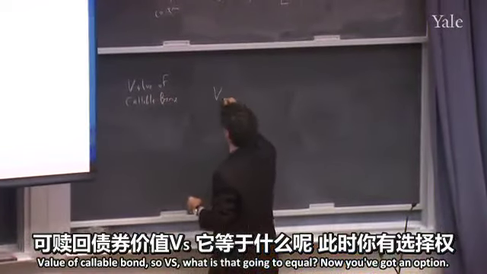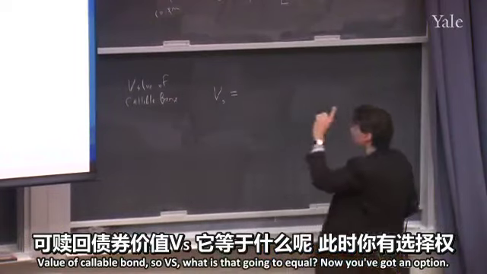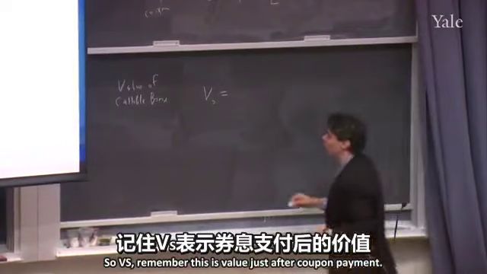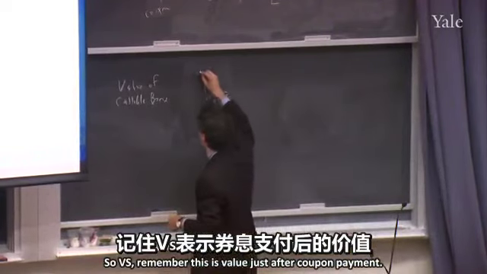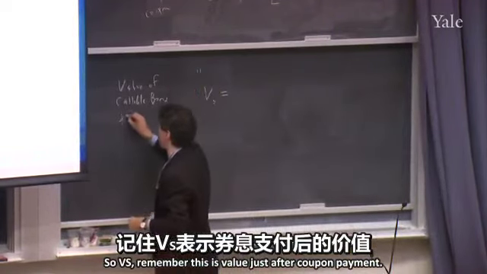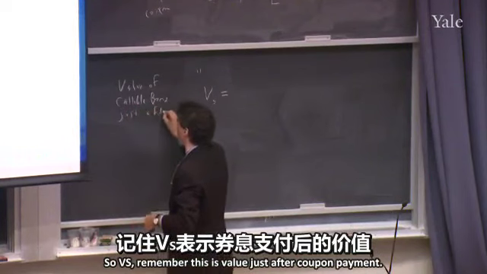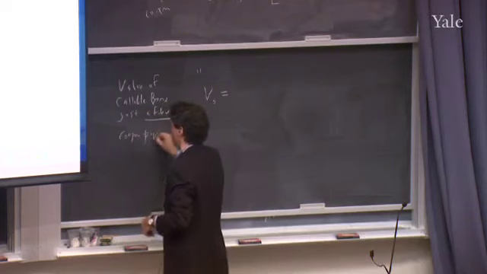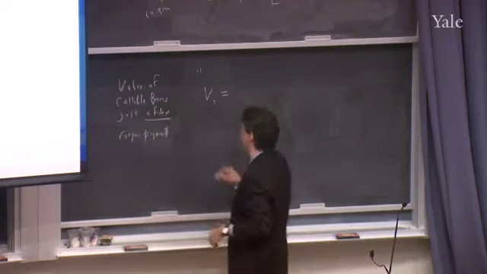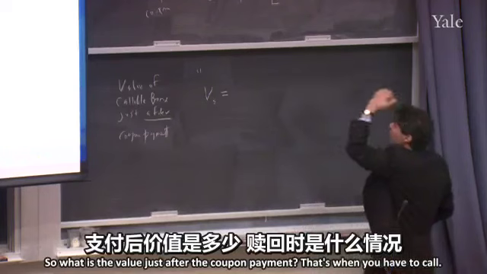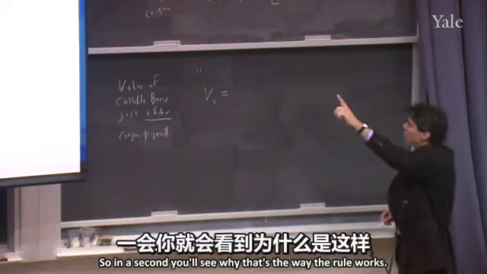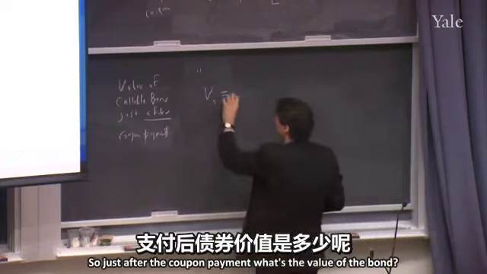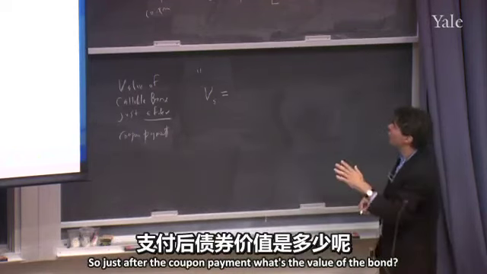Okay, so VS, what is that going to equal? Now you've got an option. Remember, this is the value just after the coupon payment. So what is the value just after the coupon payment? That's when you have to call. In a second you'll see why that's the way the rule works. So just after the coupon payment, what's the value of the bond?